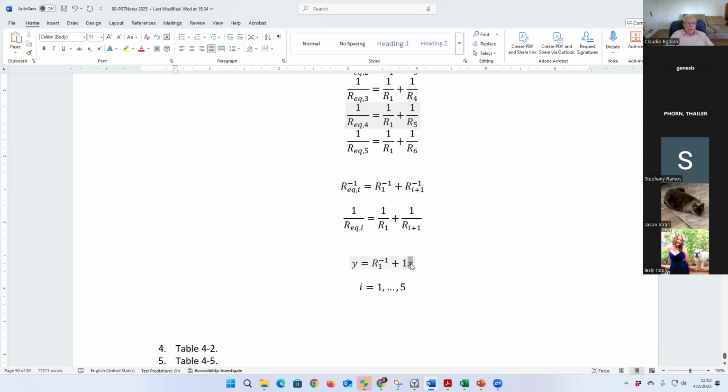X is in this case going to be the inverse of the resistor I plus 1. Okay, and the intercept is supposed to be the inverse of R1. Let's see what we get. This slope we're supposed to get 1, right? So let's see what we get here.